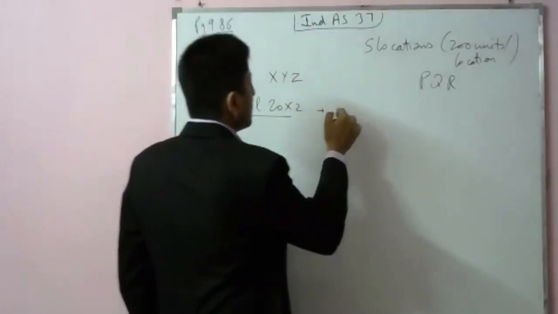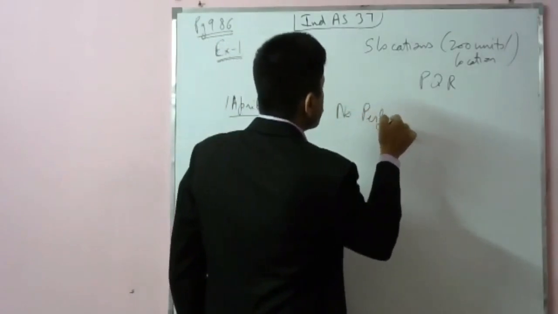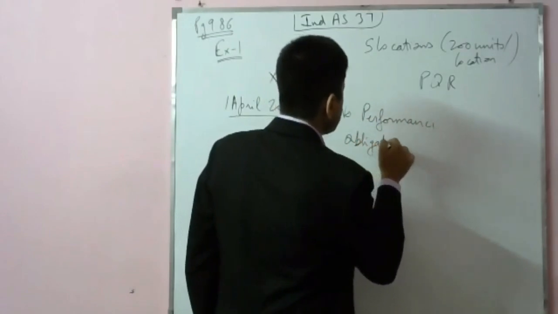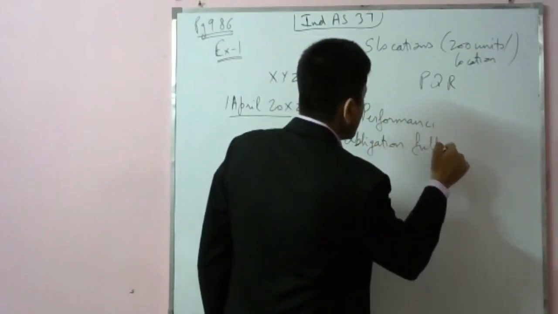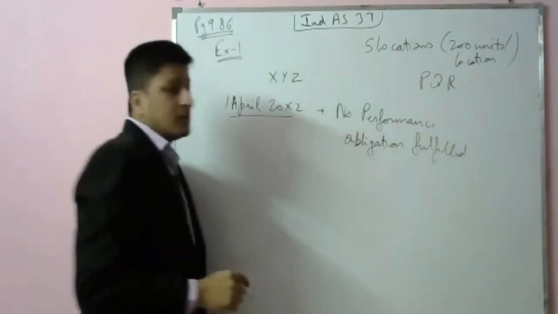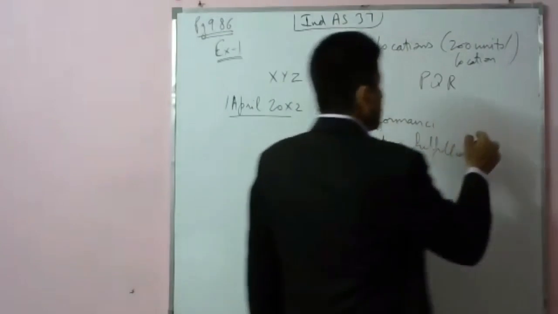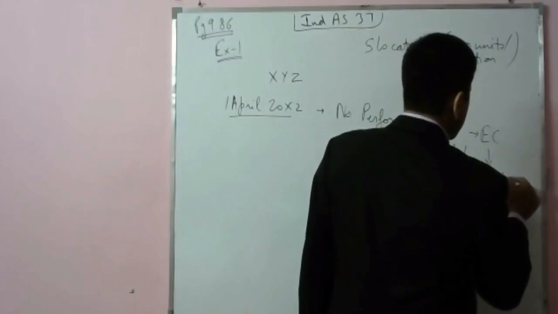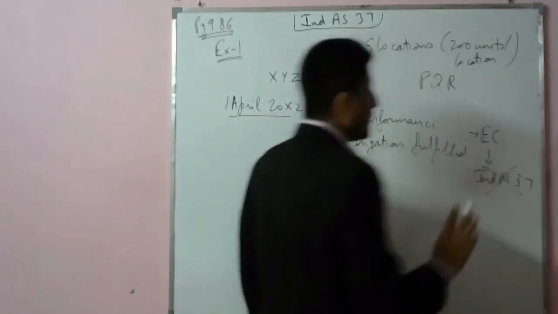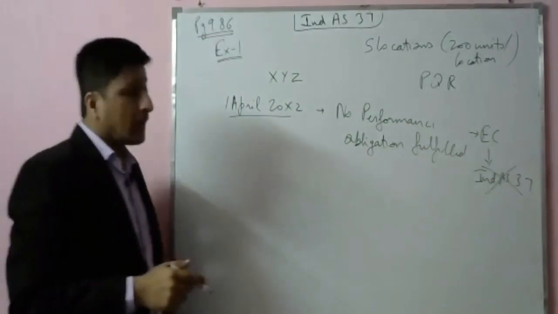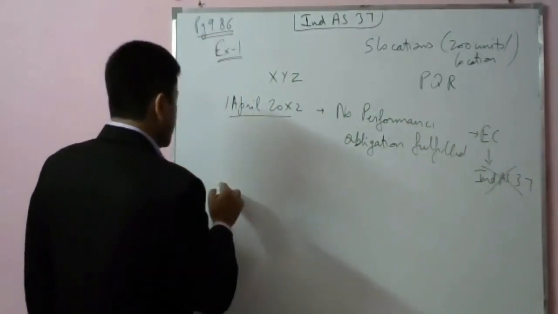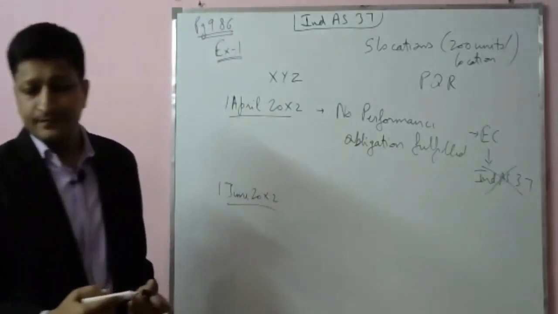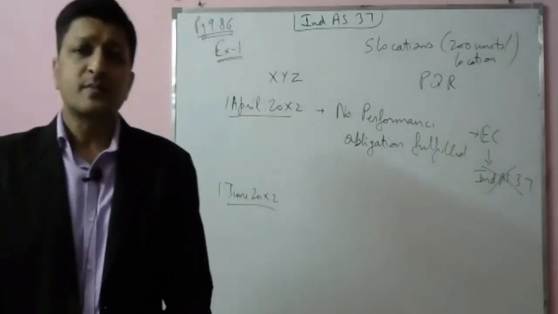Now, as we move further, we talked about 1st April 2002. So, no performance obligation fulfilled. So, what do we call it? Executory contract, on which Ind AS 37 will not apply. Understood? Now we move on to the next date, 1st June 2002. So let's see what all has been done on this date.